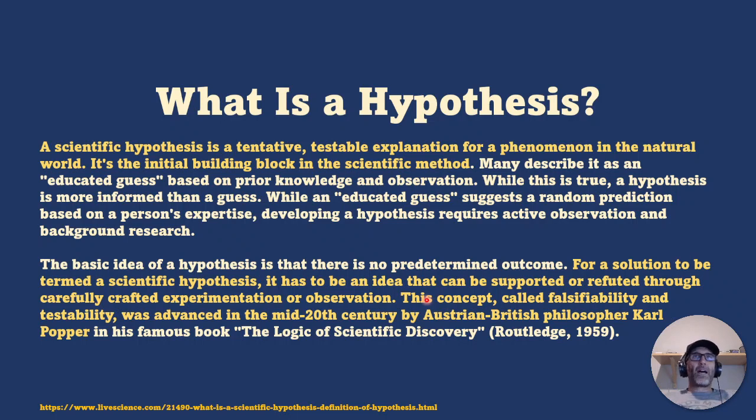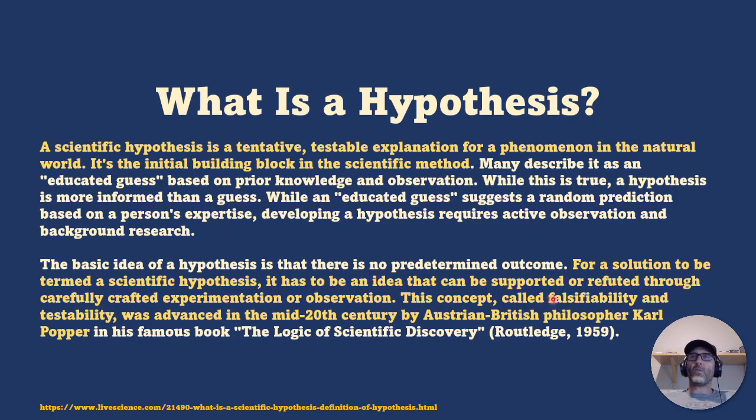A scientific hypothesis is a tentative, testable explanation for a phenomenon in the natural world. It's the initial building block in the scientific method. Bear with me, I'm going to give you some examples of some hypotheses. For a solution to be termed a scientific hypothesis, it has to be an idea that can be supported or refuted through carefully crafted experimentation or observation. This concept, called falsifiability and testability, was advanced in the mid-20th century by Austrian-British philosopher Karl Popper.